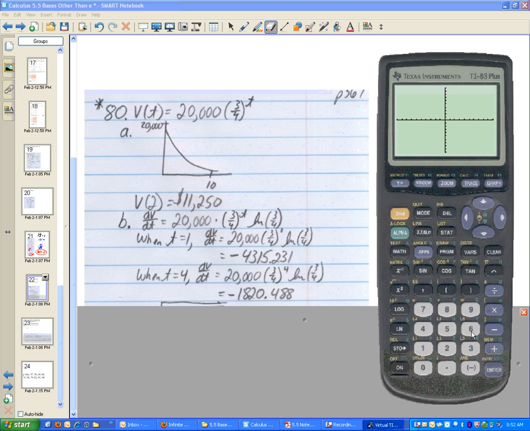I didn't need the same window I had before. So let's see. Start at 0. I need my maximum to be 0, because the derivative's negative, right? Because it's always losing value. It's never going to gain value again. So make the minimum, I don't know, negative. Is that 20,000 or is that 2,000? 20,000. Okay, I think I'm good.